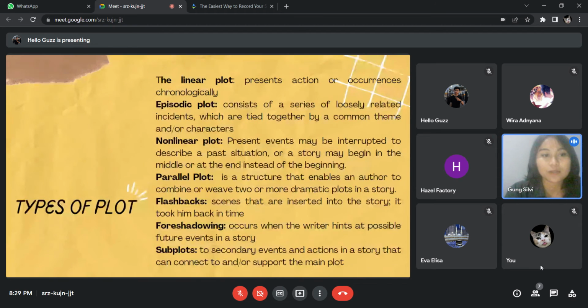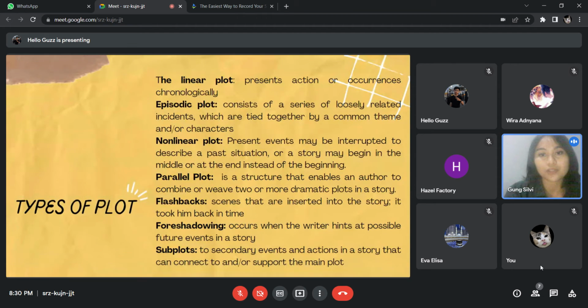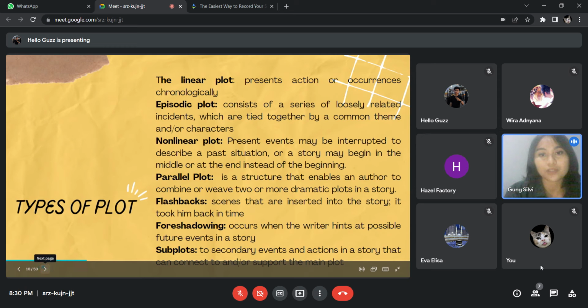Okay, the next is types of plot. The first is the linear plot, where events occur chronologically. The second one is the episodic plot, which consists of a series of loosely related incidents tied together by a common theme and/or characters. The third one is the nonlinear plot. Present events might be interrupted to describe a past situation, or a story might begin in the middle or at the end instead of the beginning.